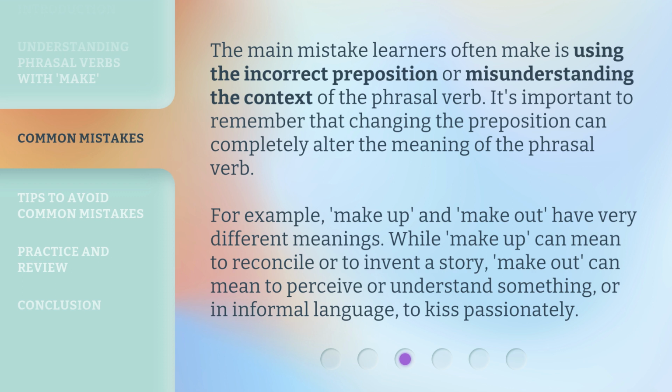The main mistake learners often make is using the incorrect preposition or misunderstanding the context of the phrasal verb. It's important to remember that changing the preposition can completely alter the meaning of the phrasal verb. For example, make up and make out have very different meanings. While make up can mean to reconcile or to invent a story, make out can mean to perceive or understand something, or in informal language, to kiss passionately.